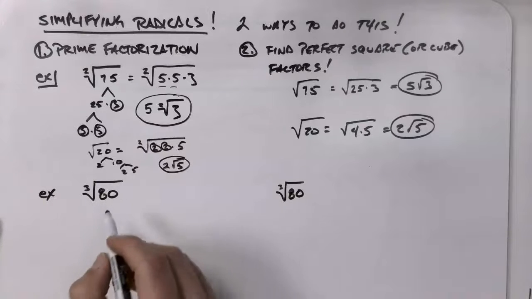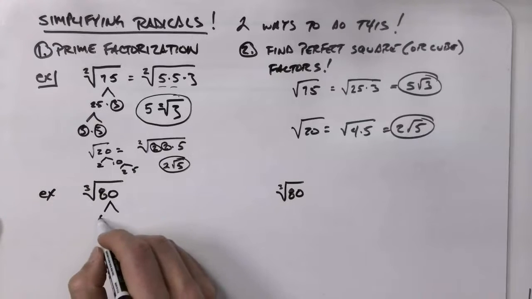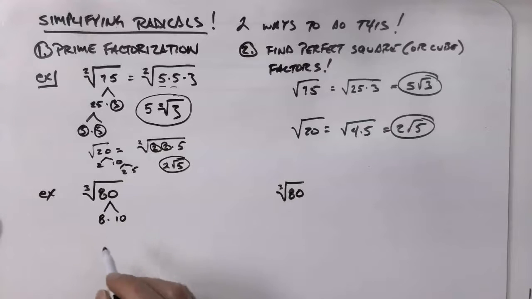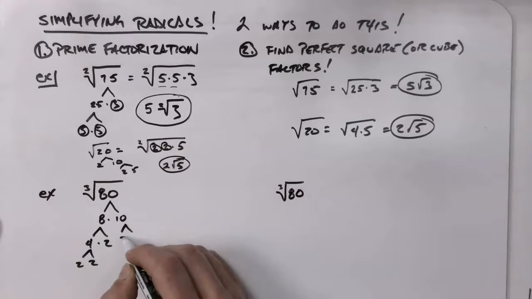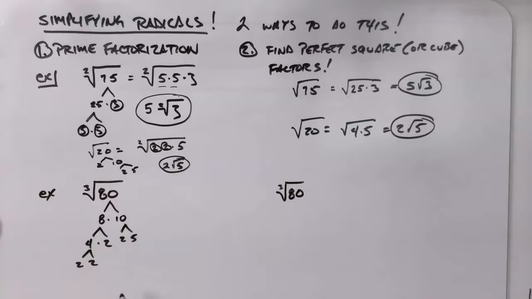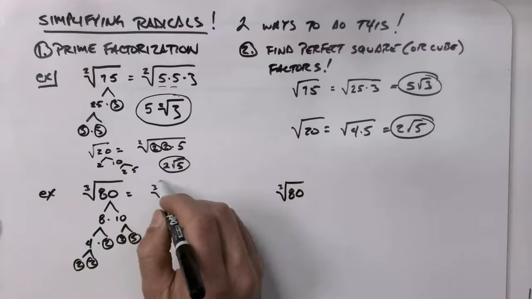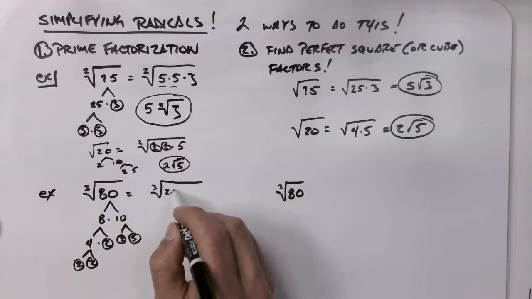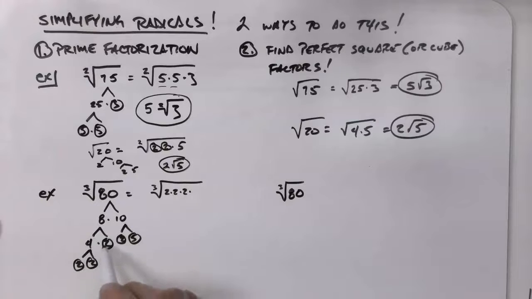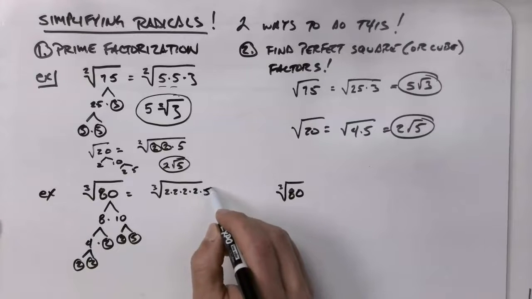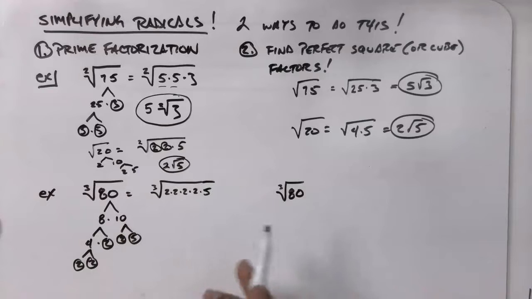Now the cube root of 80, I'm going to do it the factor tree method, and I would look at this and say, well, that's 8 times 10. And then 8 is 4 times 2, and 4 is 2 times 2. And 10 back here is 2 times 5. Okay, and now as I look at this, my prime factorization, I've got 1, 2, 3, 4, 4 2s and a 5. So I'm going to go up here and say this is equal to the cube root of 2 times 2 times 2 times 2 times 5. Now if you want, you could write this as 2 to the 4th. That works too.